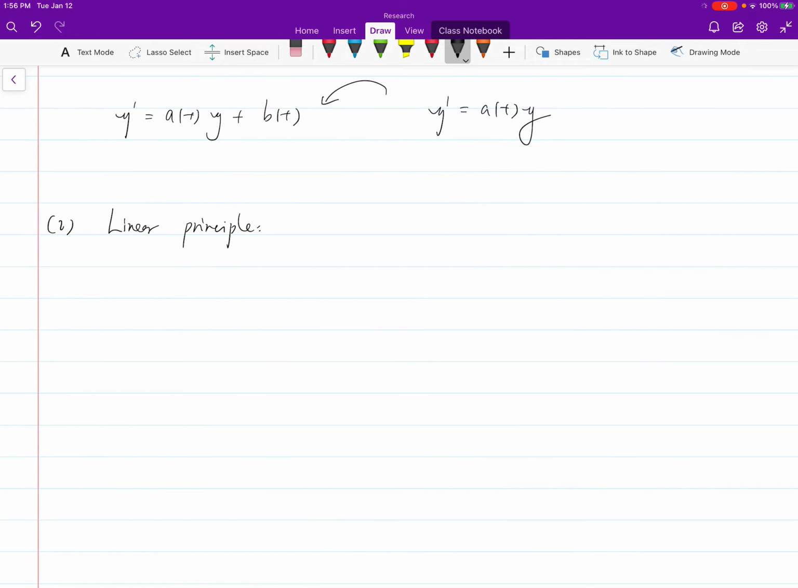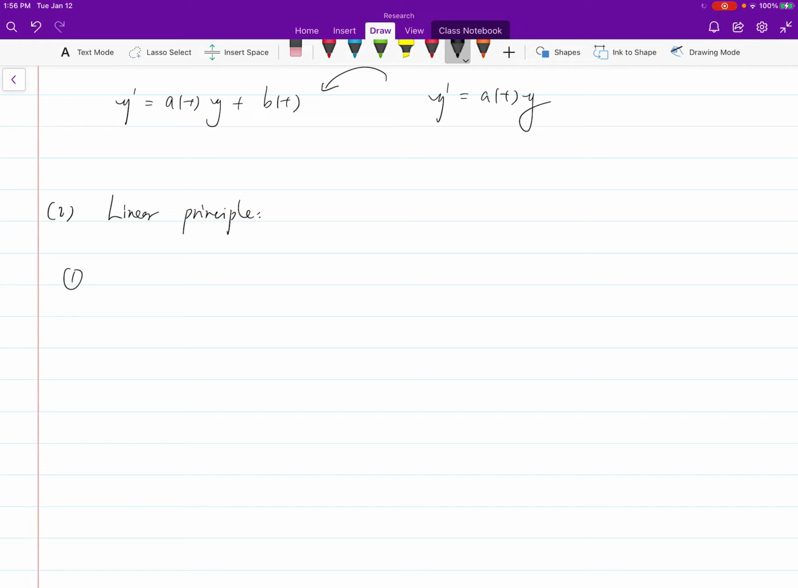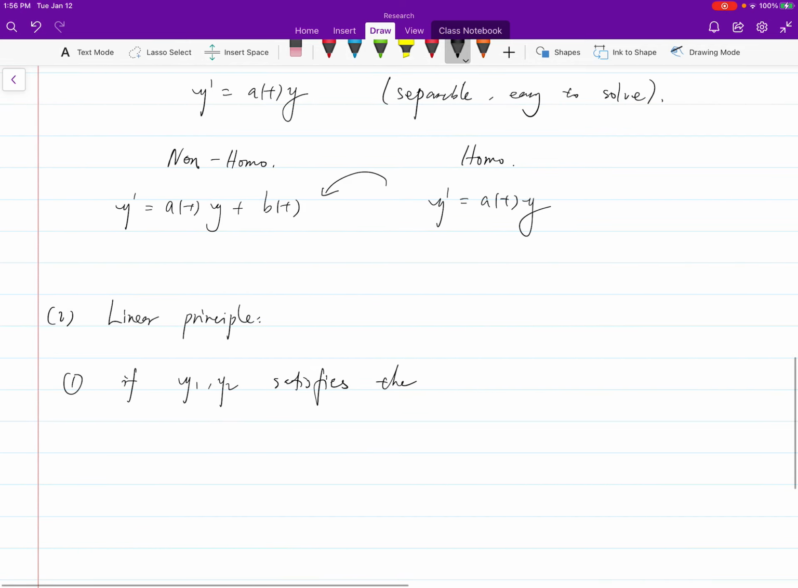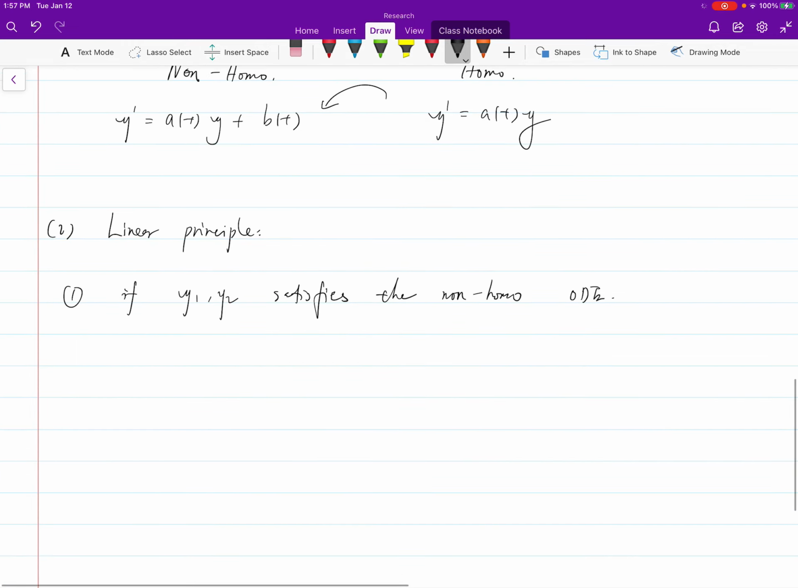We have several ways of saying it, but basically we can say first in this way: if y1 and y2 satisfy, let's call this non-homogeneous case, N, and this is homogeneous case, the non-homogeneous ODE, then y1 minus y2 satisfies the homogeneous ODE.